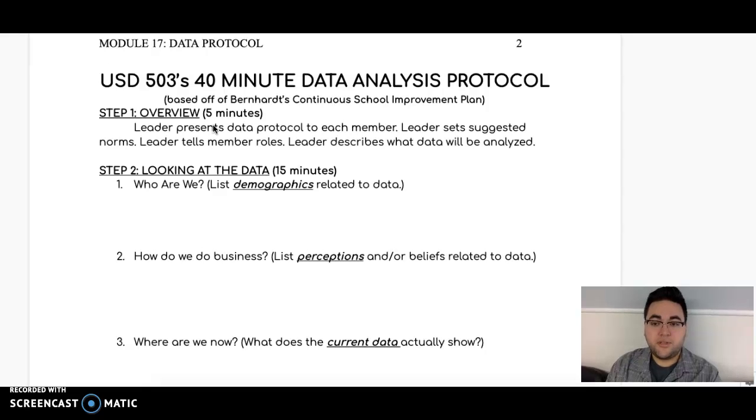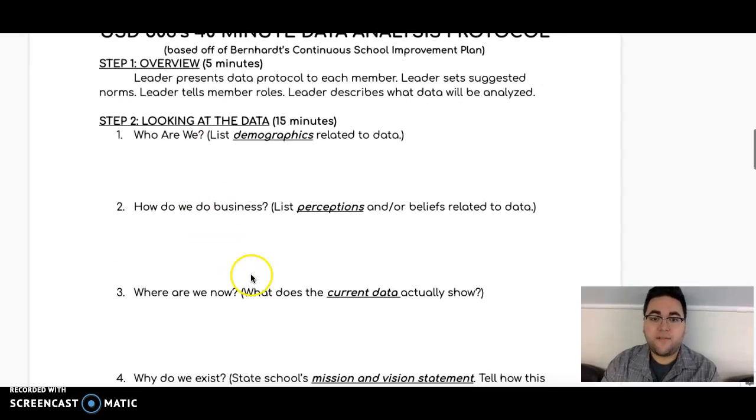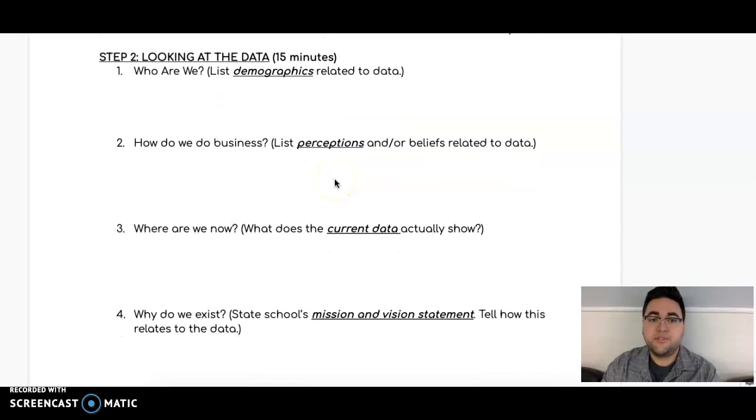And then step 2 is the major part. This is where I took one of the big ideas from the course and I used the Bernhardt's continuous school improvement plan as some guiding questions. So question 1, who are we? This is where you would list the demographics related to the data. Number 2, how do we do business? So you'd list the perceptions and beliefs related to the data.